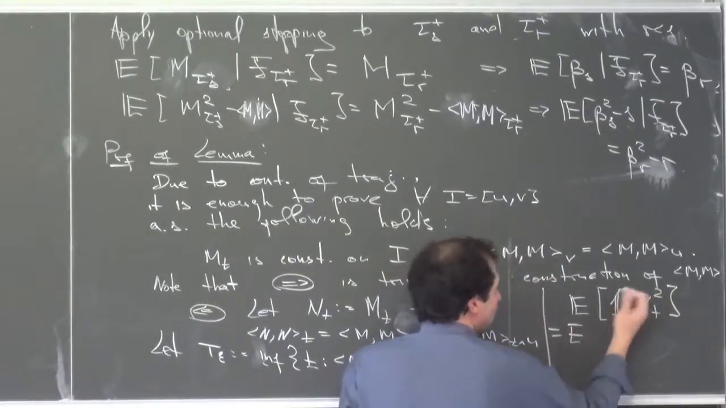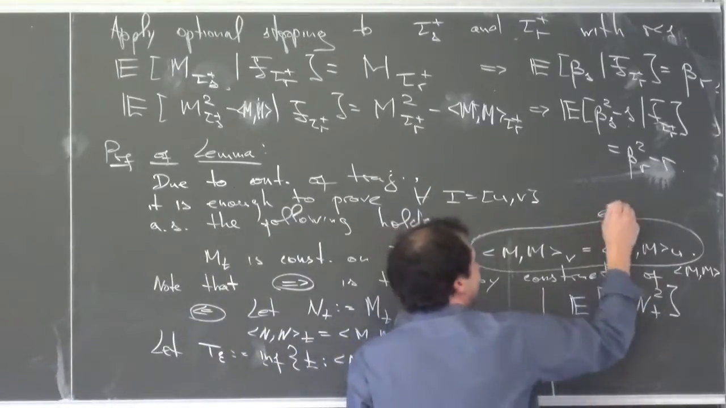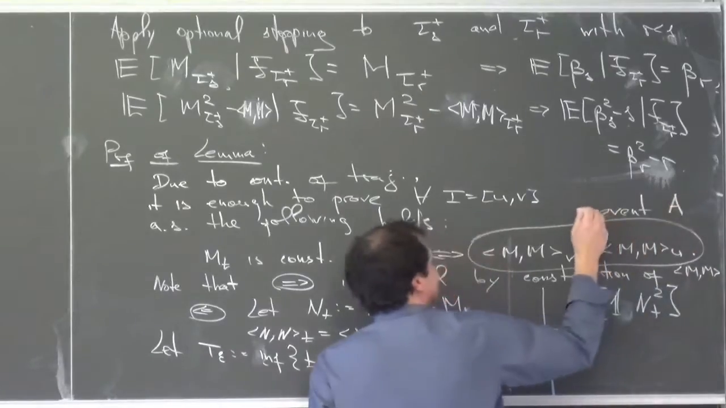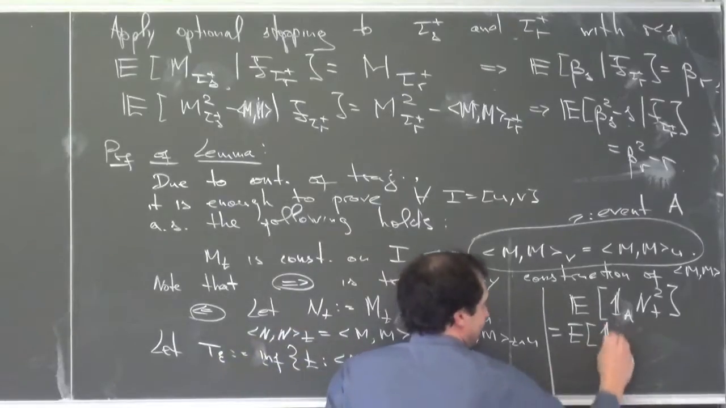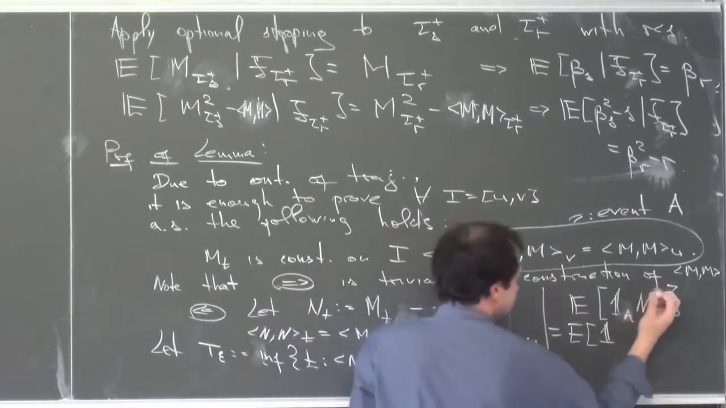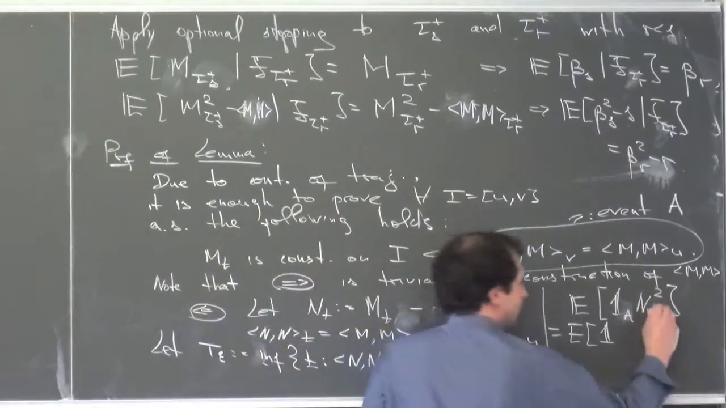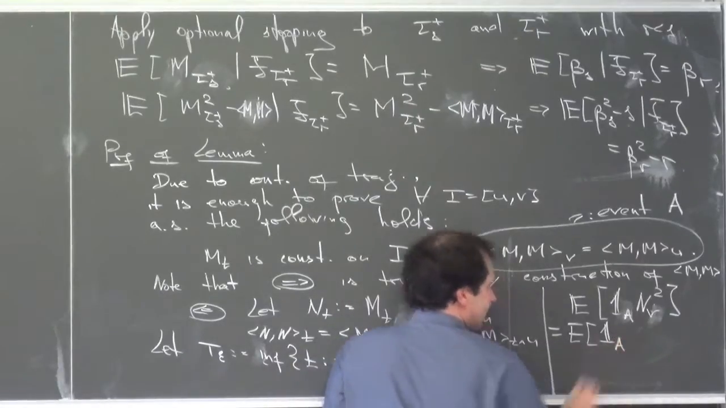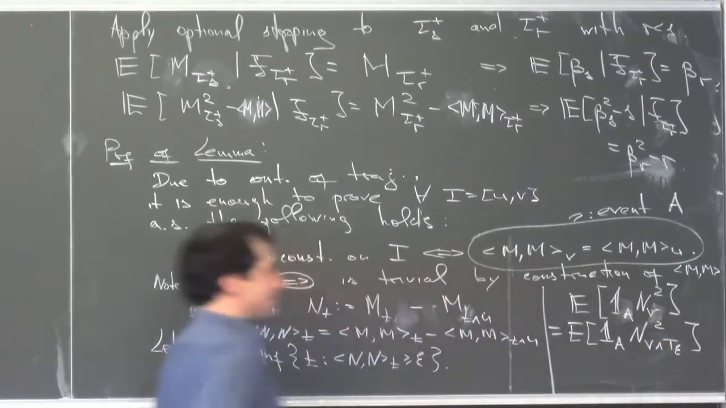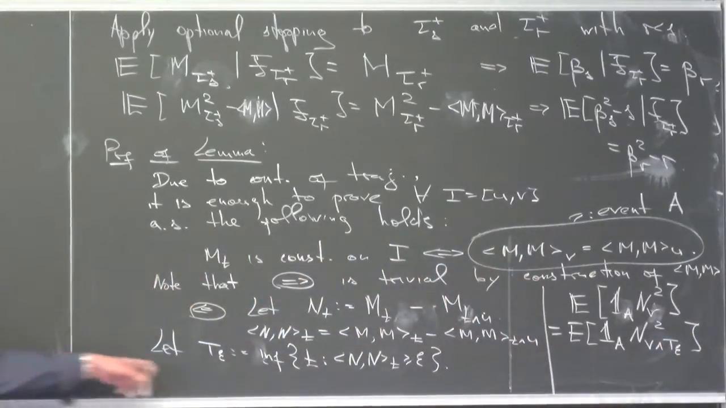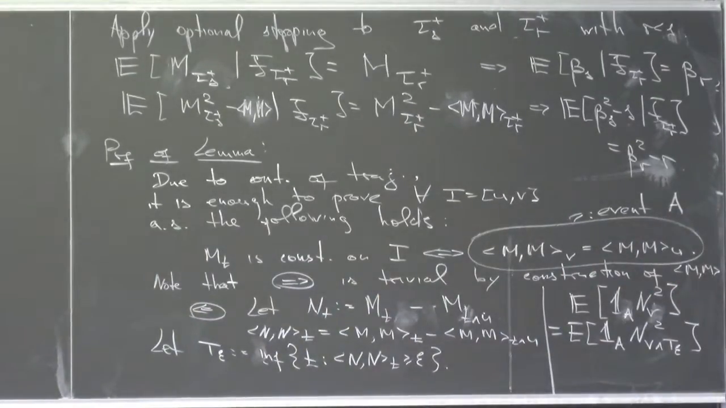This expectation, so what is this event? Let's denote it event A. Expectation of indicator of A, and here what I put is N on the right end and N_v, which is of course the expectation of N at v minimum t epsilon. Nothing happens. So what is the role of t epsilon? This is a cutoff to work with true martingales.